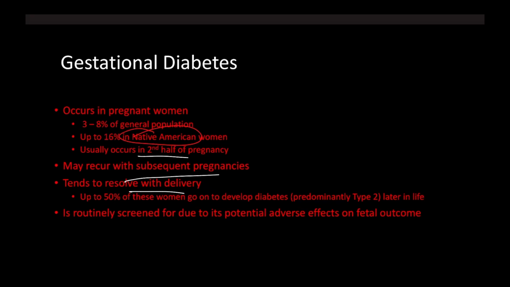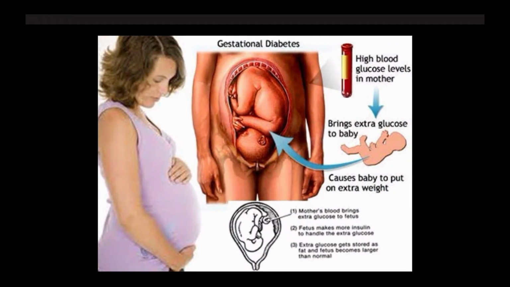However, you have a 50% chance to get type 2 diabetes later on in life. You've already set the primer up in the body for diabetes with the pregnancy, and later on in life, it may come back again. It is routinely screened due to the deleterious effects on the fetus when gestational diabetes occurs. So all pregnant women will get screened with a glucose tolerance test. You drink the solution, and you check your blood sugar every hour or so, and we see how the second and third hours are doing.